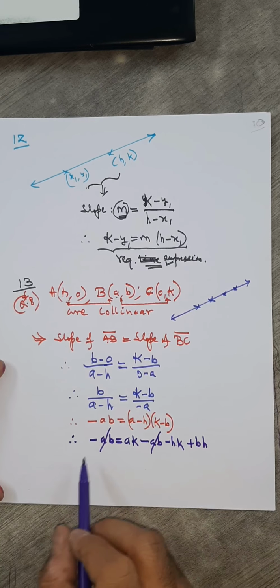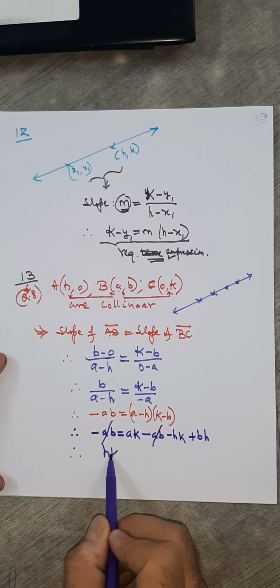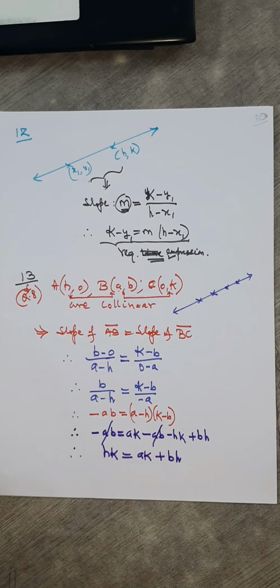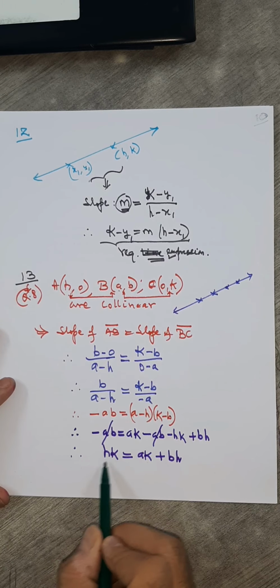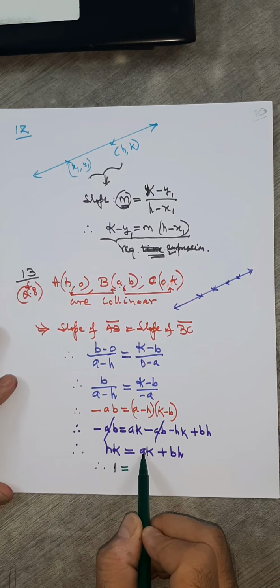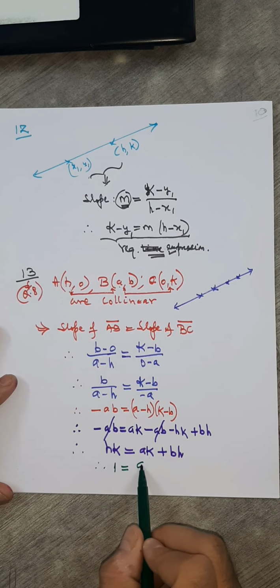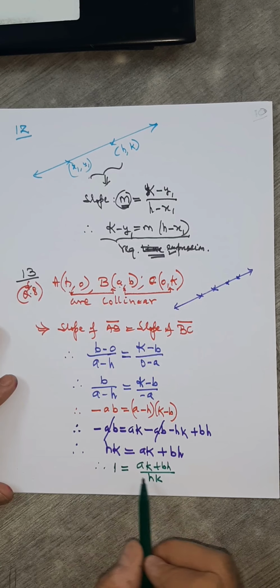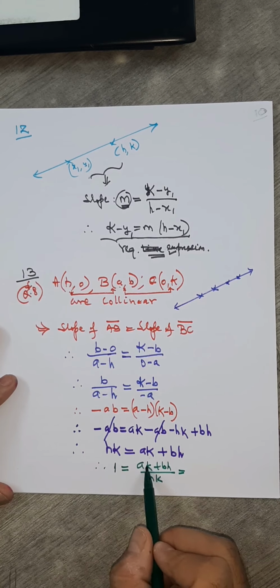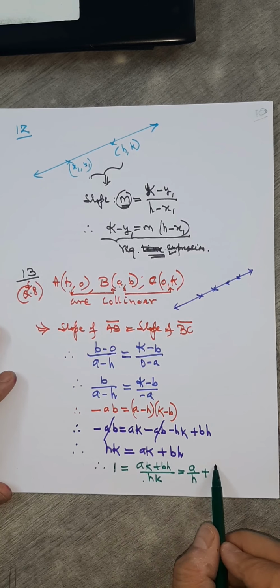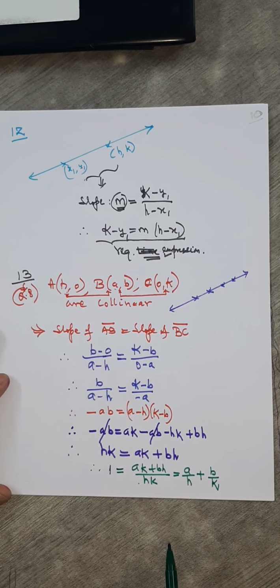This will get cancelled. Take HK on the other side. HK equals AK plus BH. Now you look at it, the required expression: you want 1 on the one side. So dividing by HK. If you divide by HK here, let me write one more step, no problem. Upon HK. Dividing by HK, if you do individual division, KK will get cancelled, you will get A by H. HH will get cancelled, you will get B by K.